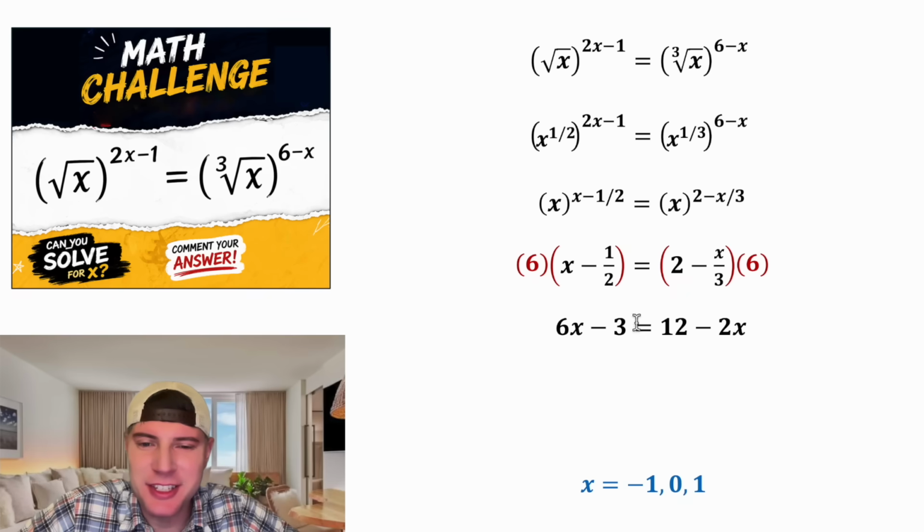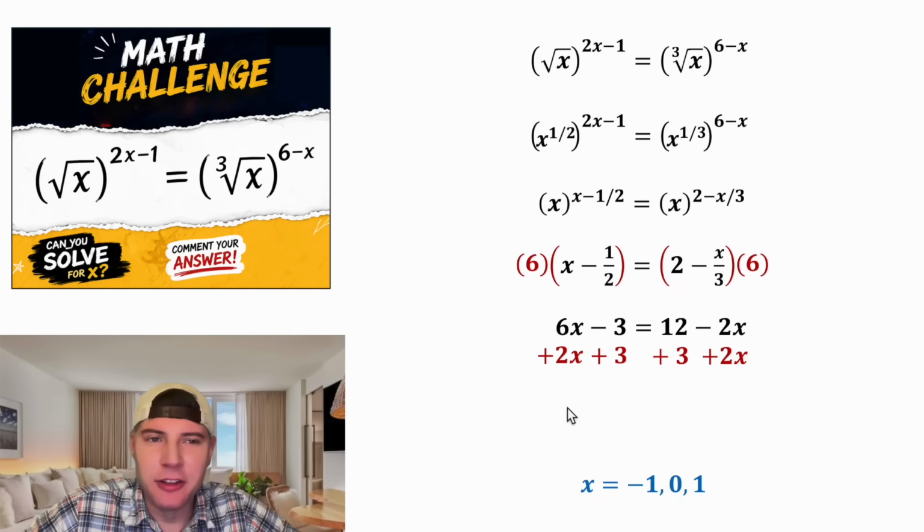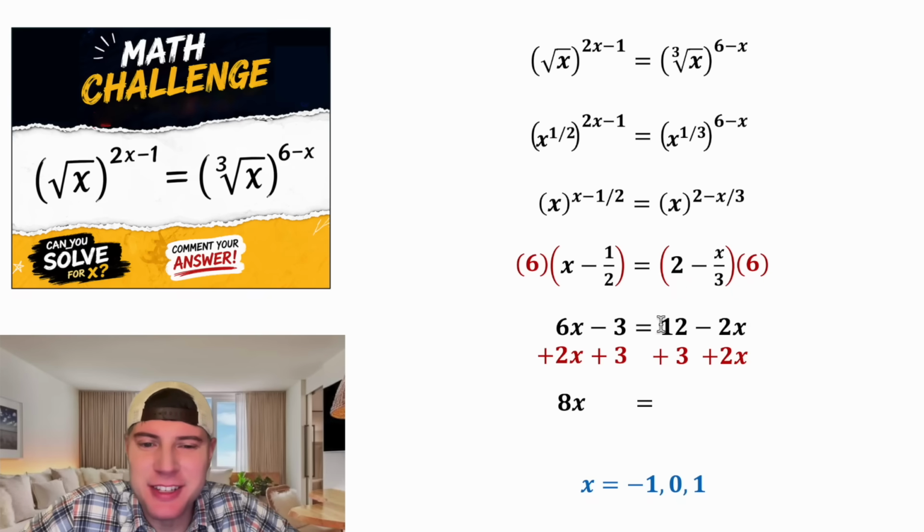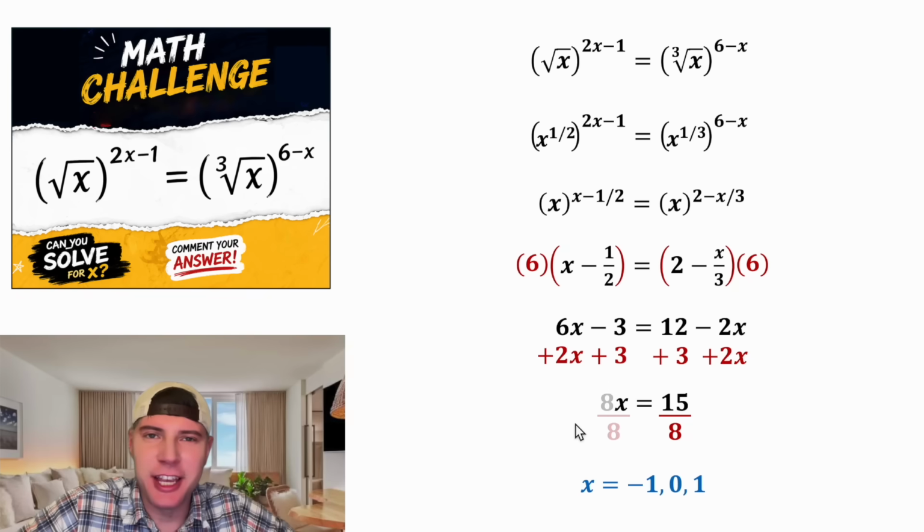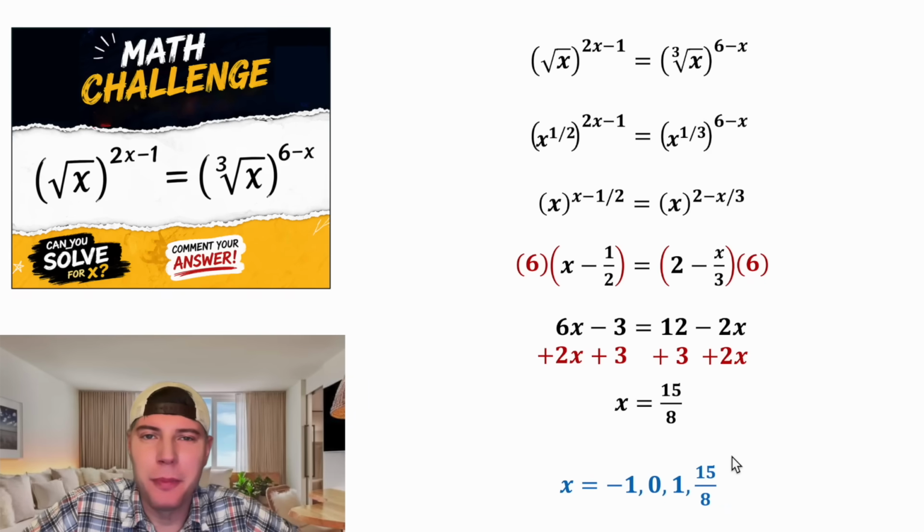Now we can get all the x's on the same side by adding 2x to both sides, and let's move this 3 over here by adding 3 to both sides. On the left-hand side, 6x plus 2x is equal to 8x, and these are going to cancel each other out. And then on the right-hand side, 12 plus 3 is equal to 15. Let's smush everything together, and to solve for x, we can divide both sides by 8. On the left-hand side, these 8's are going to cancel each other out, leaving us with x. And on the right-hand side, we have 15 divided by 8, which we will call 15/8. And that gives us a 4th possible answer.